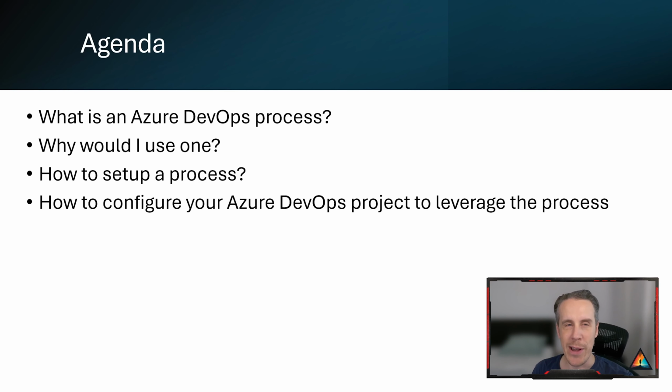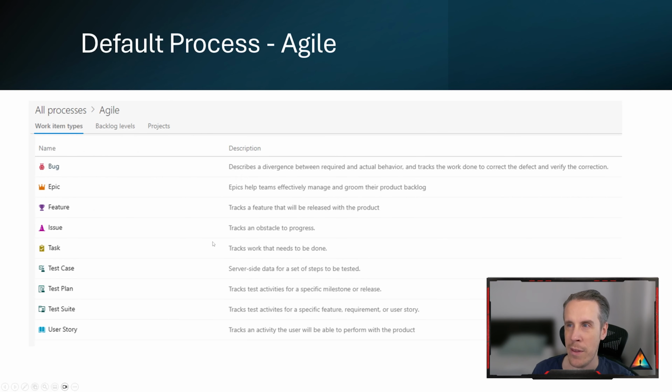So this is what we're going to cover today. The first thing is what is an Azure DevOps process? Why would I want to use one? How to set up a process? And how to configure your Azure DevOps project to leverage the process. So what we'll do is we'll use an example scenario, and we'll build a process around that in that step. So first of all, let's move into what is an Azure DevOps process.